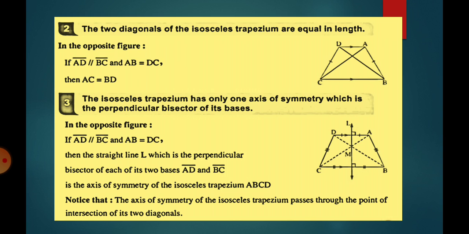The isosceles trapezium has only one axis of symmetry. An axis of symmetry means the straight line which divides the polygon into two congruent polygons. Any trapezium has no axis of symmetry, only the isosceles trapezium has one.